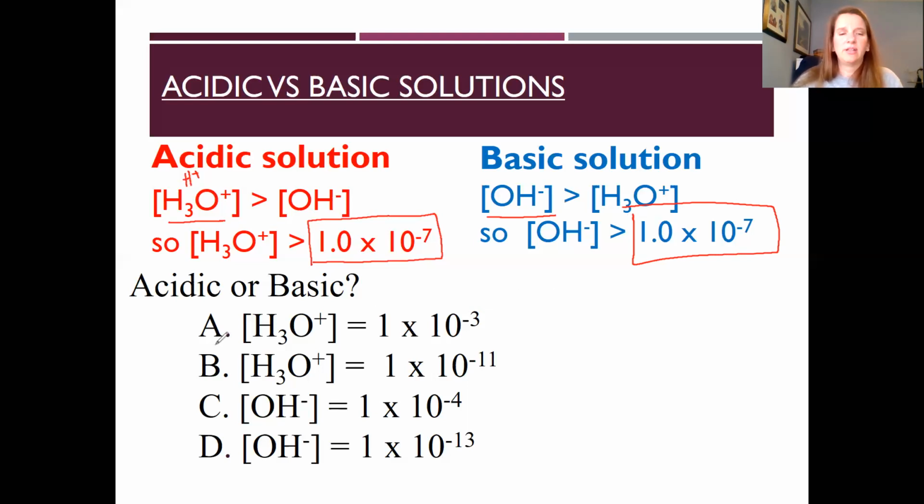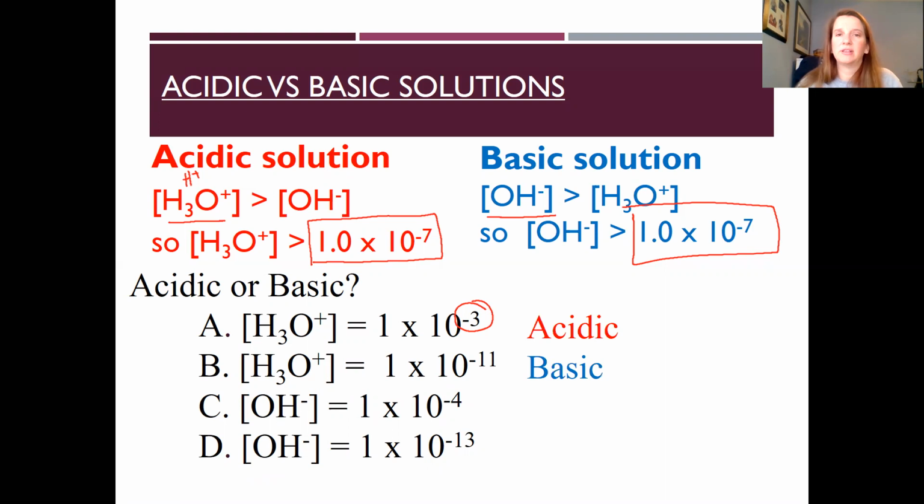Looking at these down here, in letter A, the hydronium ion concentration is equal to 1 × 10⁻³. We want to pay attention to these exponents to remember what they mean. This is actually a larger number than 1 × 10⁻⁷, so this first one would be an acid. In letter B, the hydrogen ion concentration is 1 × 10⁻¹¹. The -11 power is very small compared to the -7th power, so this is actually a base because we have a very small amount of hydronium ions.